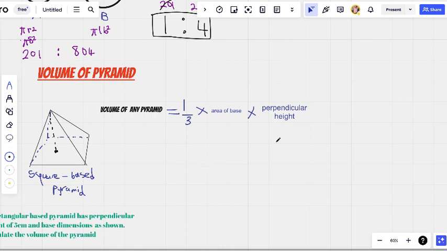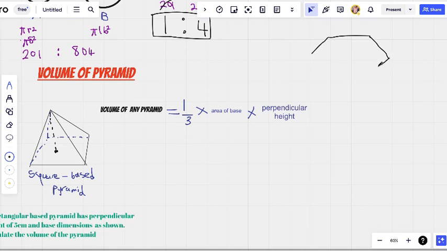For example, if it's a hexagon, the shape would probably look something like this. Okay? It's a 6-sided polygon. A 6-sided polygon is called a hexagon. So when you have a hexagonal pyramid, you have to find the base area of this hexagon.